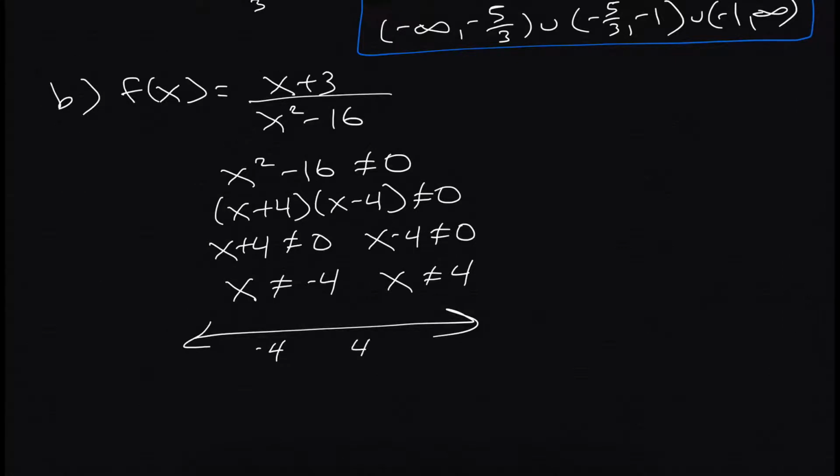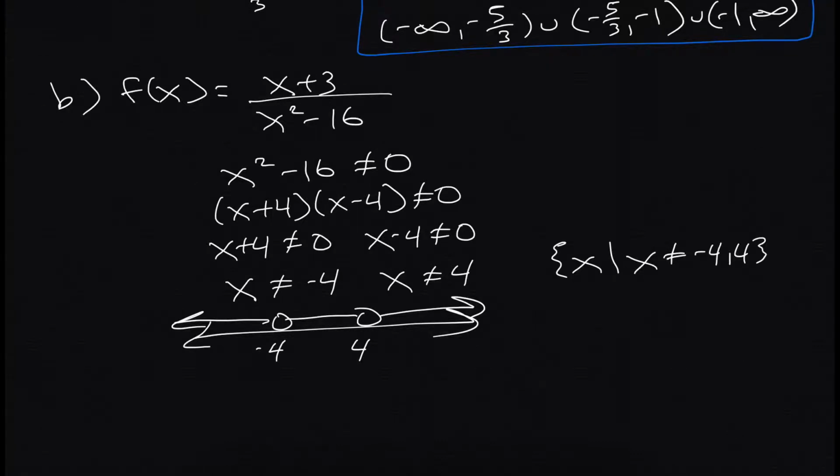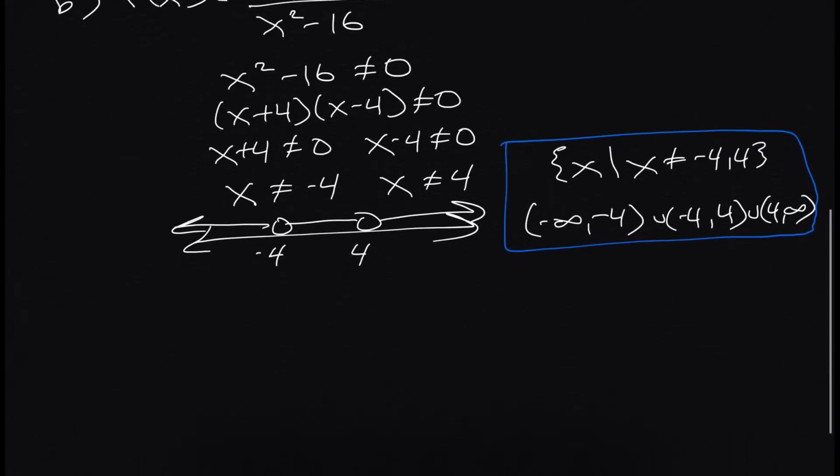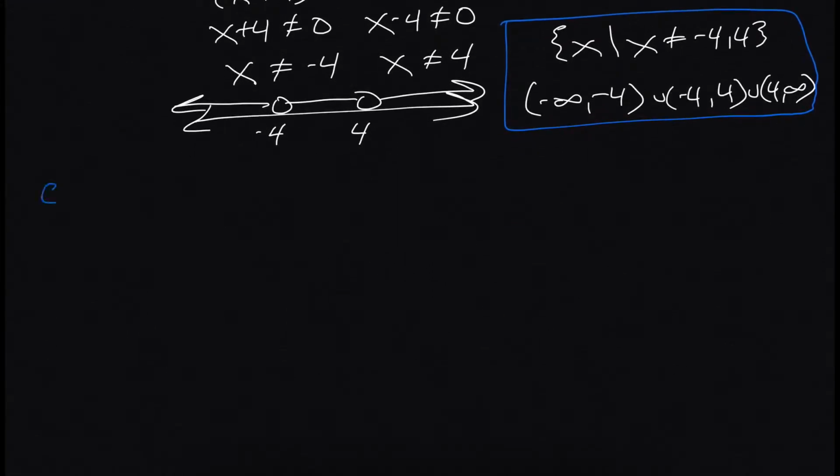Number line if you need it. Don't do it if you don't need it. Not equal to, so they're open circles. Set notation, x such that x is not equal to negative 4 and 4. Interval notation, negative infinity to negative 4, union negative 4 to 4, union 4 to infinity. And one more like that.